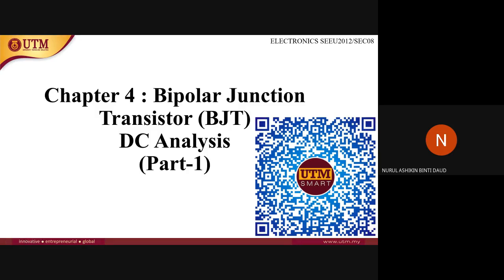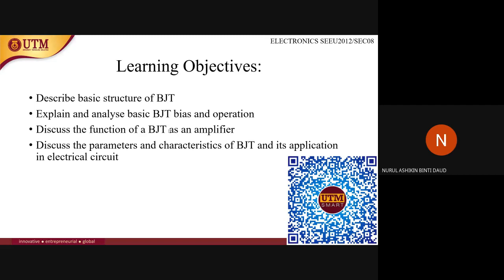When we talk about transistors, we have lots of transistors. We have FET, we have MOSFET, we have BJT. For today, first of all, we will learn an introduction about the bipolar junction transistor, or BJT. These are the learning objectives.